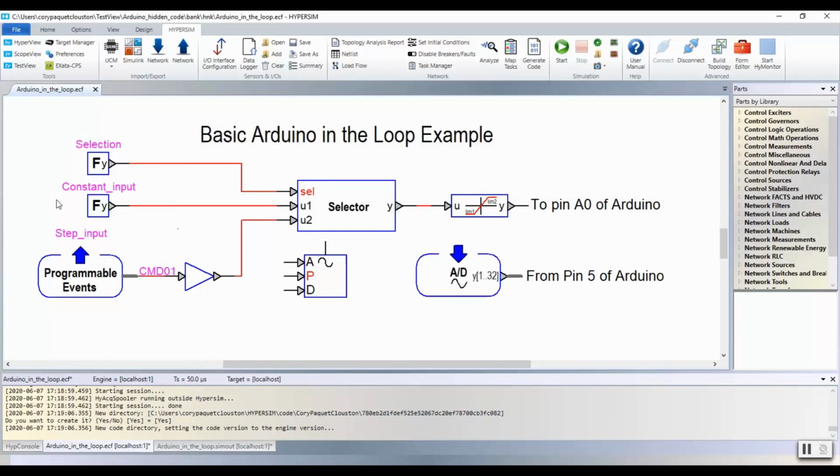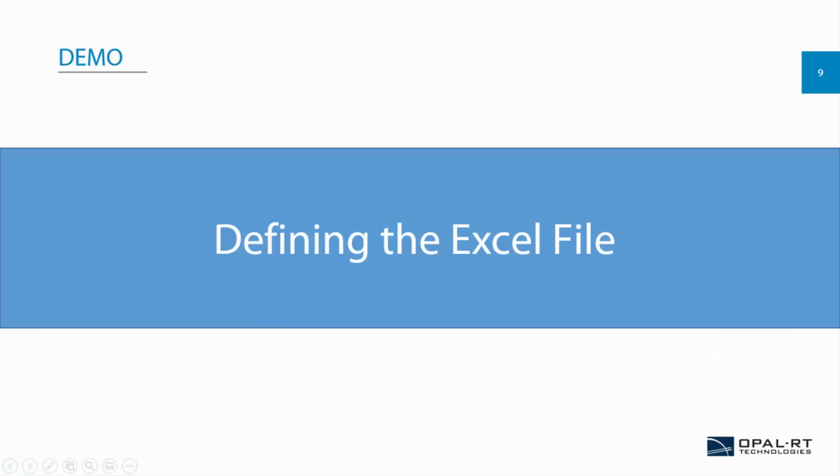There are several ways to define the parameters from a HyperSim model by using TestView. In this case, we will be using an Excel sheet.